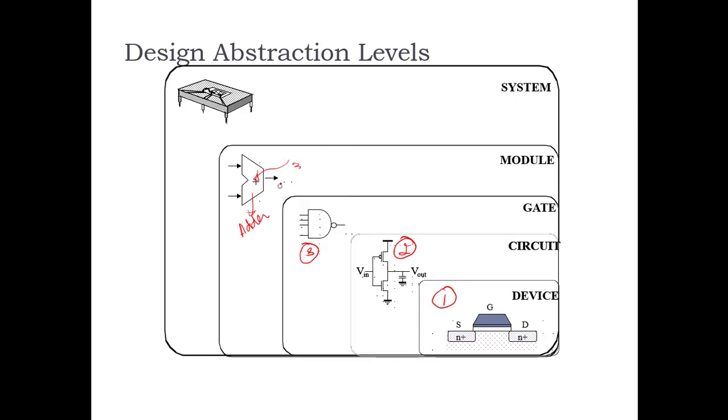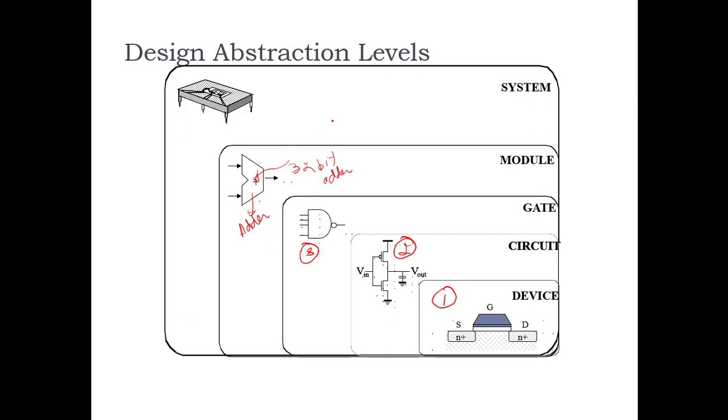For example, it can be a 32-bit adder. So all the complexity is inside this box. So at this level of abstraction we have a lot of modules. For example, adders, we can have modules for multipliers, for arithmetic logic units, for finite state machines. All these are structures that we will study.